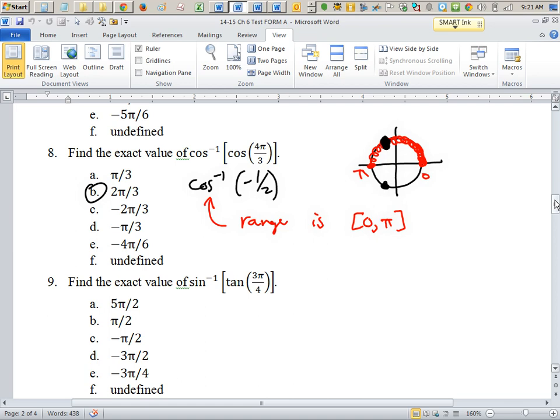Okay? All right, next is find the value of inverse sine of tan 3 pi over 4. If you need degrees on these things, by the way, you can always change them. Just think of it as sine inverse of tan 135. If you like degrees better, be my guest. Okay? So the unit circle, we're talking about right there.